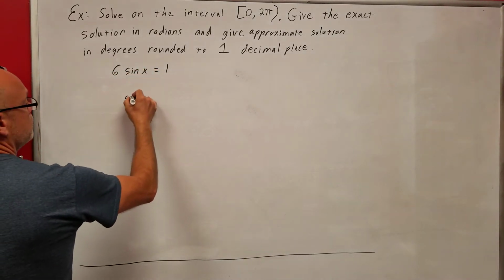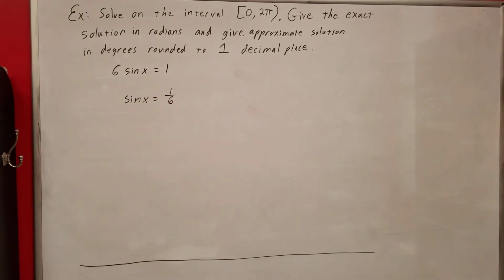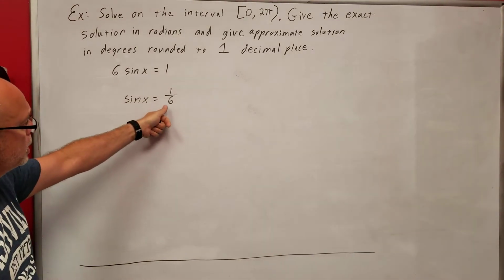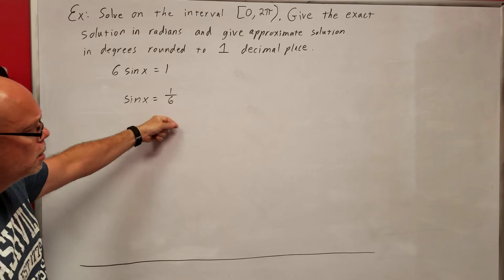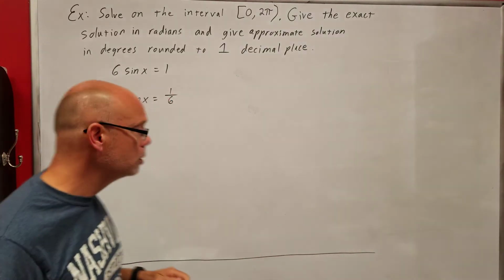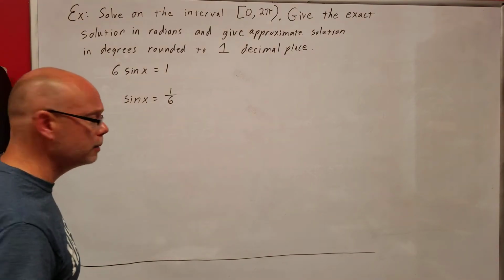To solve this, I'm going to say sine of x is equal to 1/6. I'm going to divide both sides by 6. Now, if I try to find an x value where my sine of x is equal to 1/6, well, that was not one of those values I had to learn on the unit circle. In fact, it's not a pretty value of x that you'll get out of that, okay?